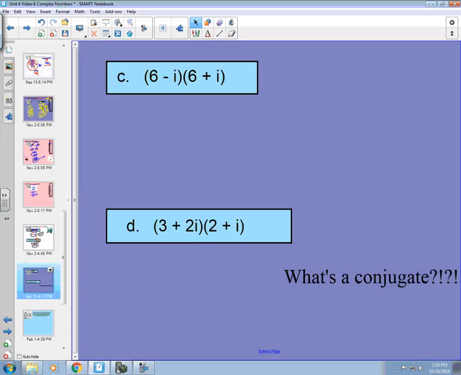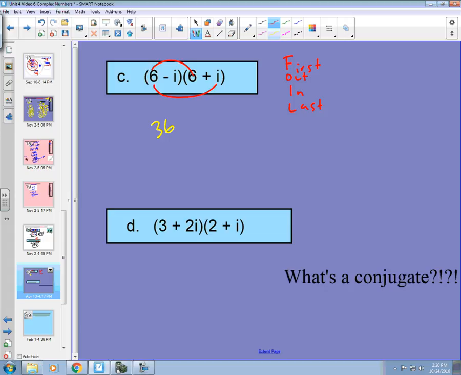All right, some more stuff to do with imaginary and complex numbers. On this one, see, this is multiplication. This is just that FOIL stuff that you guys have done before. Multiply first, outside, inside, and last. So if you multiply this out, 6 times 6, that's going to be 36.